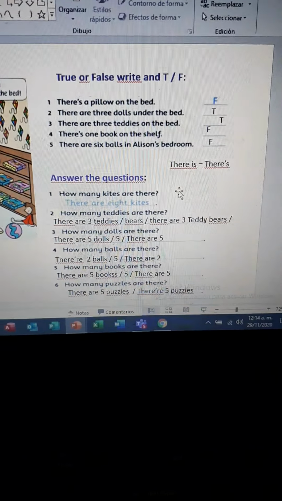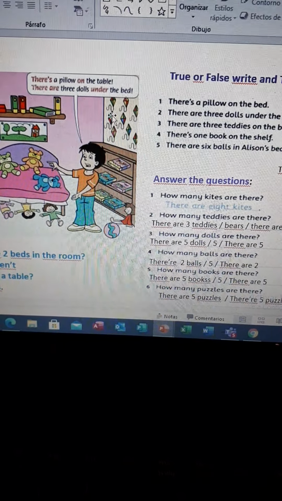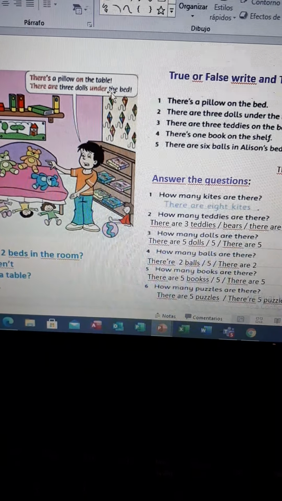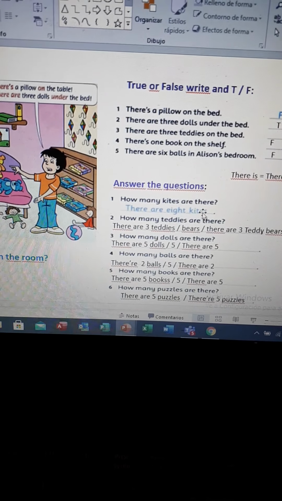Also, we ask these questions: how many kids are there? Well, there are 8 kids, right? The ones that are on the wall. 1, 2, 3, 4, 5, 6, 7, 8. So there are 8 kids.